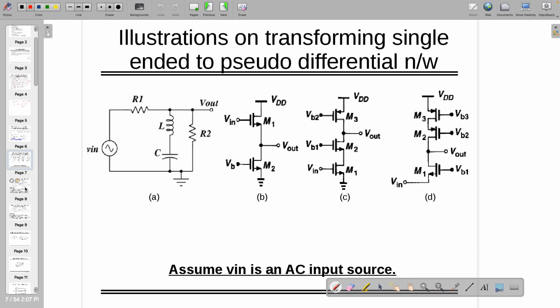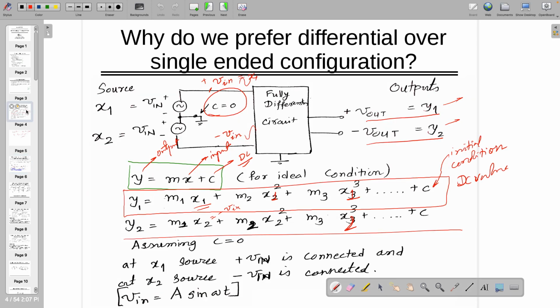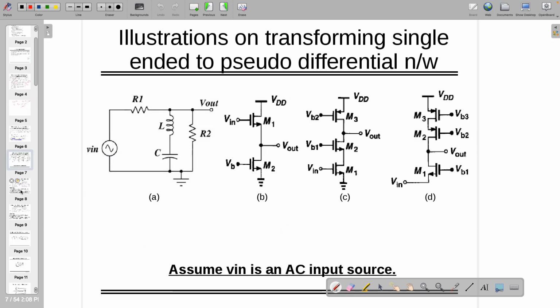You know how to make pseudo differential. Okay. What is differential? So when you are doing this, you need to do something with the circuit also. If it is single-ended, do you agree with this one? This is single-ended. All these circuits are single-ended, single input, single output. If you want to make it two inputs and two outputs, how to adjust two inputs over here?